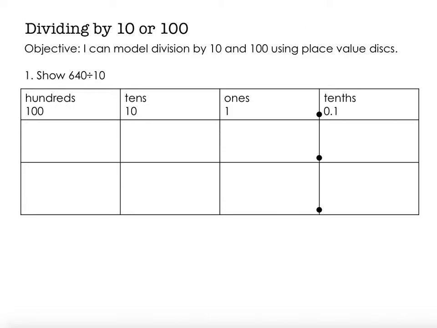We're going to be dividing by 10 or 100 today. Our objective says I can model division by 10 and 100 using place value discs. Show 640 divided by 10.